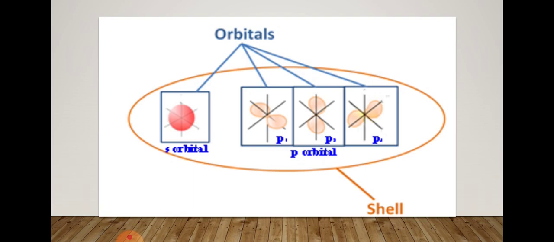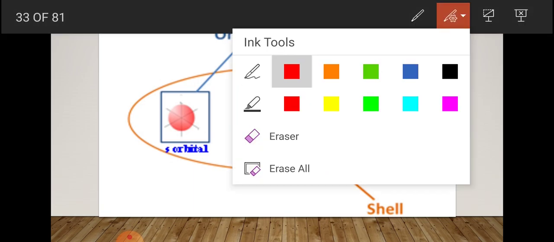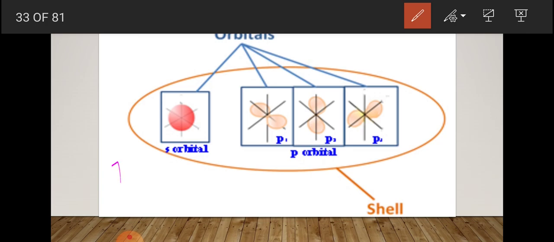Orbital is a three-dimensional space around the nucleus where the probability of finding the electron is maximum. What is orbital? Orbital is a three-dimensional space around the nucleus where the probability of finding the electron is maximum. And an orbital can accommodate at the maximum two electrons having opposite spins.